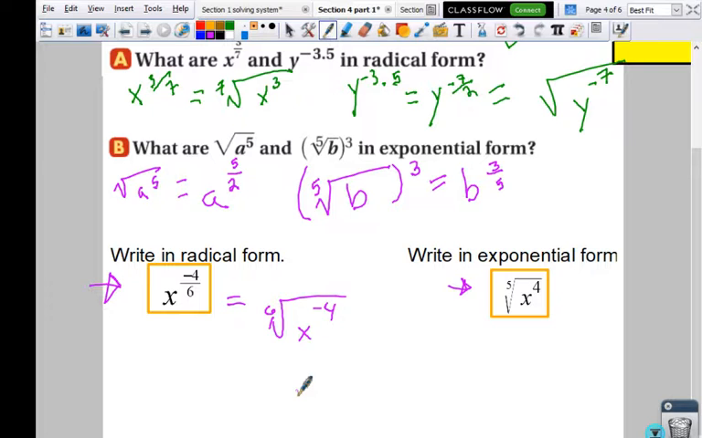Alright, Jaden, what is the exponential form of the 5th root of x to the 4th? What is this? Oh my god. Look. Yep. X to the 4 over 5.